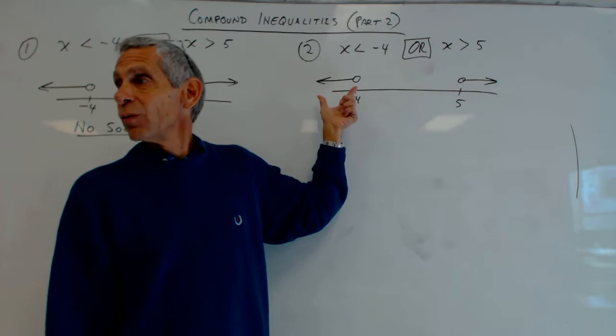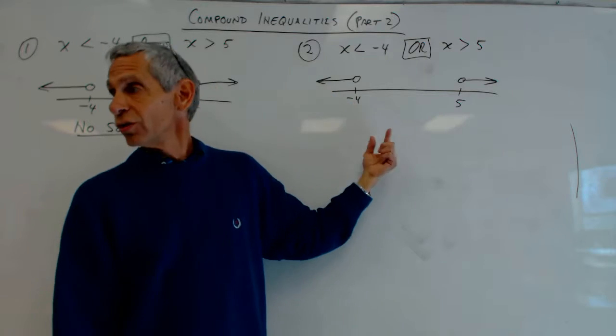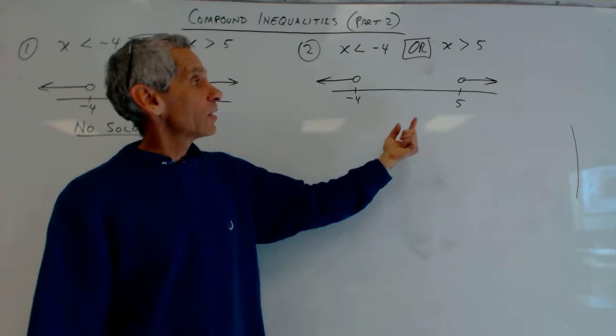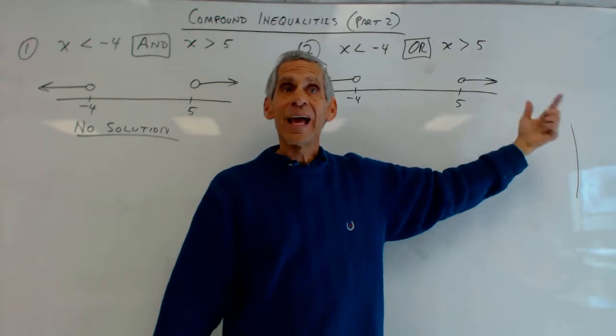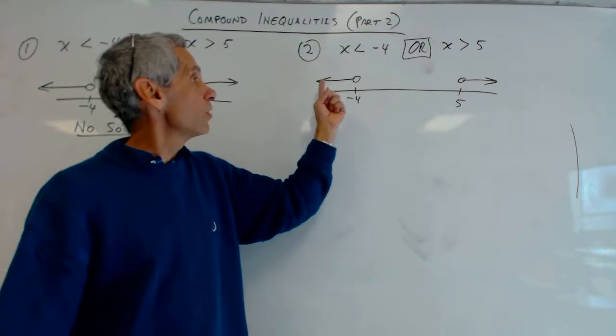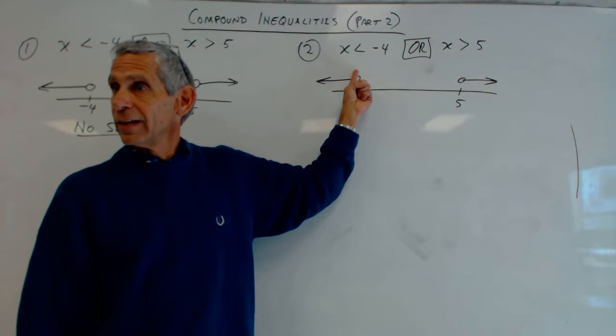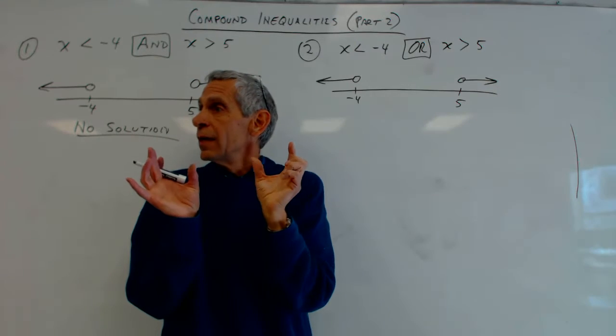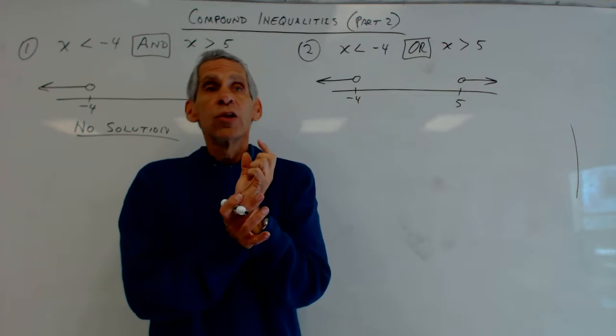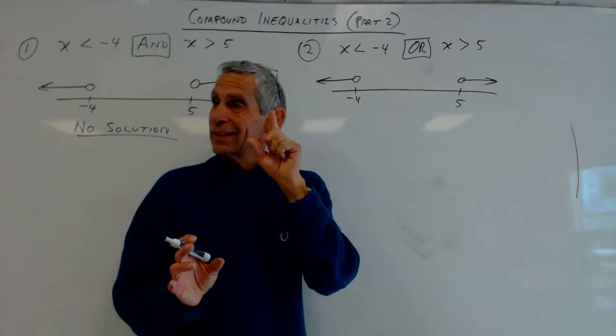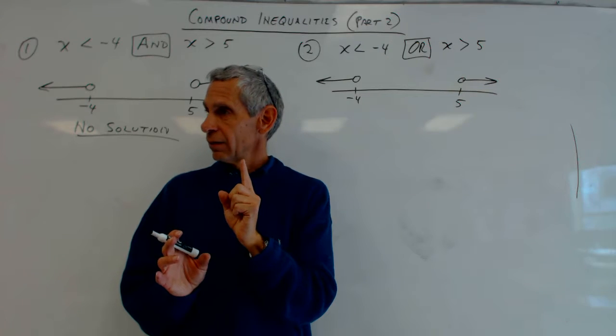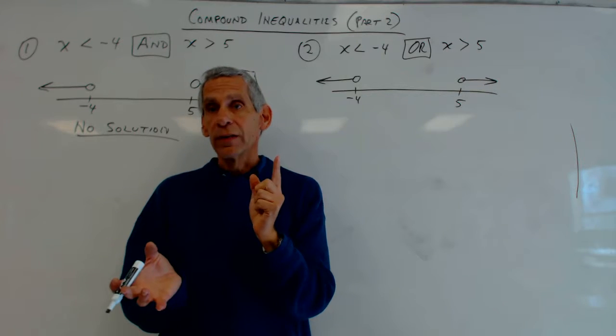So it says, oh, if I had something that was less than negative 4, then it would be a solution to this. If I had something that was greater than 5, like 7, it would be a solution of this. Even though 7 is not less than negative 4, we get to unite them. It doesn't matter which it is. You don't have to have both in common. You only need one of them. Does that make sense? You see what I mean? Or, that's what or means.